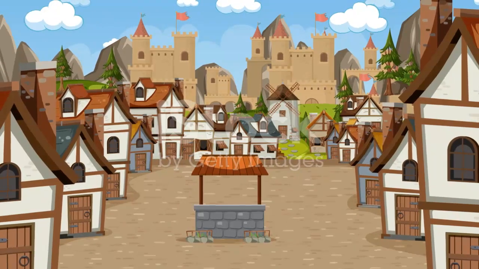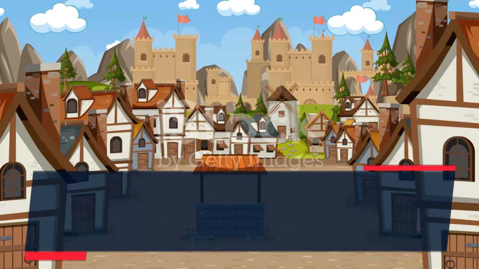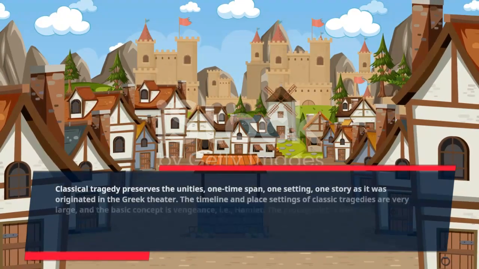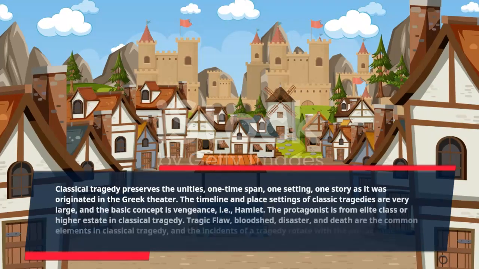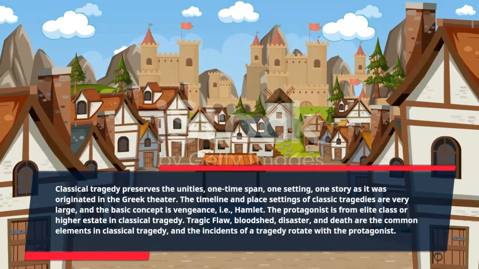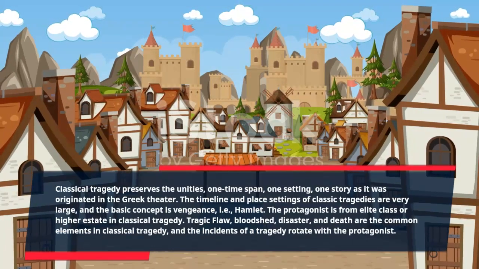Classical tragedy preserves the unities: one time span, one setting, one story, as it originated in the Greek theater. The timeline and place settings of classic tragedies are very large, and the basic concept is vengeance, i.e., Hamlet. The protagonist is from the elite class or higher estate in classical tragedy.